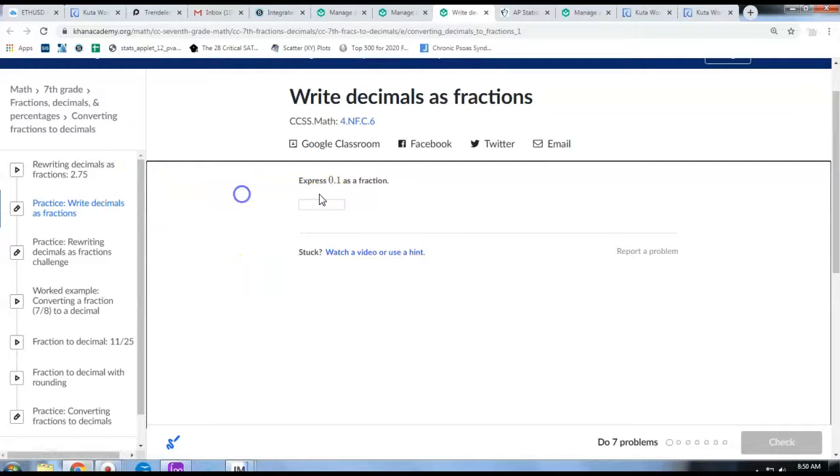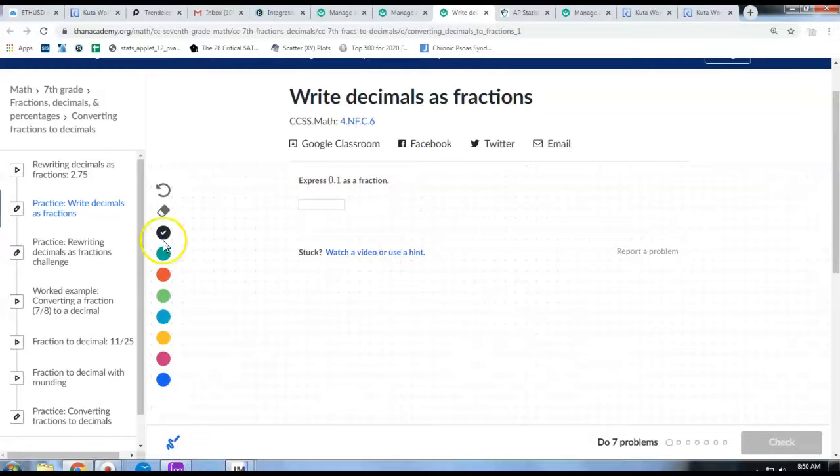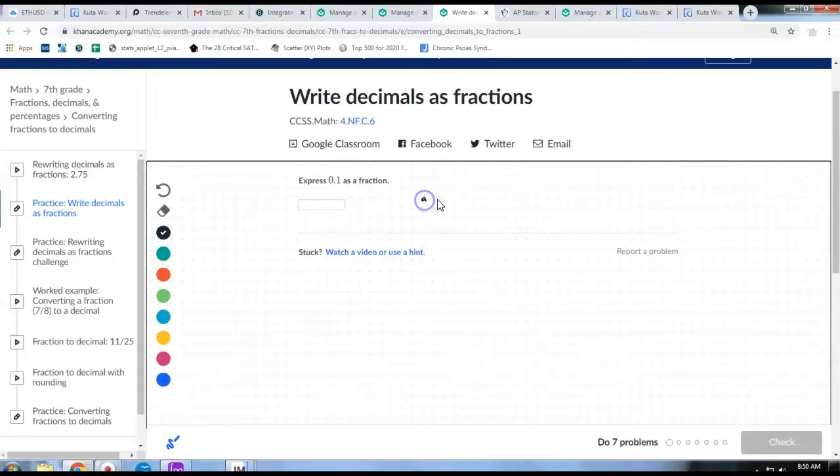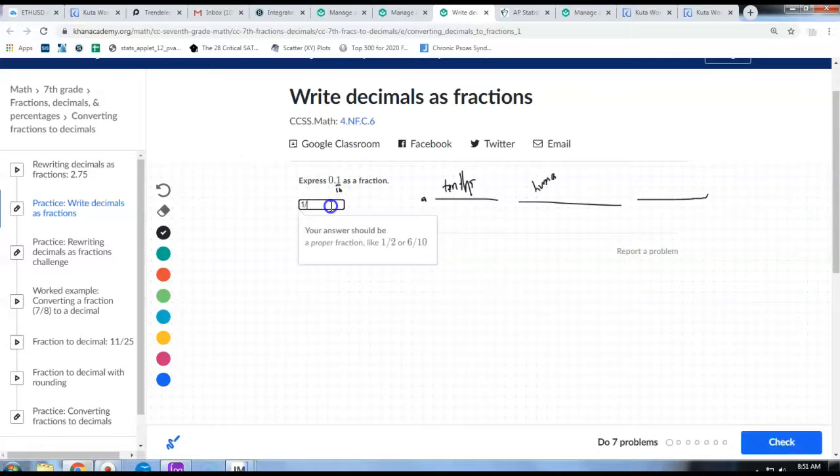All right, so write decimals as fractions. The biggest thing to remember here is the place values. So you've got your decimal. First one after the decimal is tenths place. Second space after the decimal is hundredths. And then third one's thousandths, and you just keep adding a 0 every time. So I look at that 0.1. That's in the first spot after the decimal, the tenths spot. So I'm going to call that 1/10.